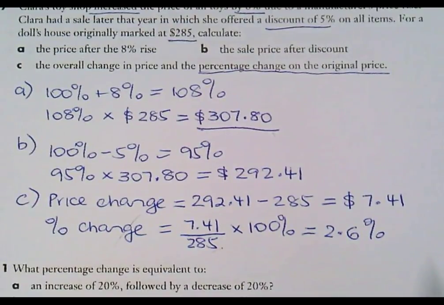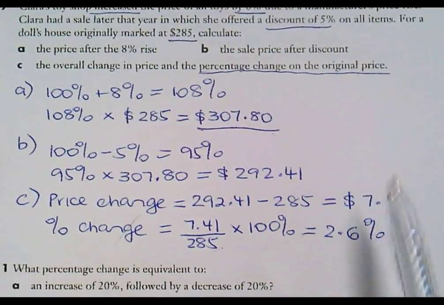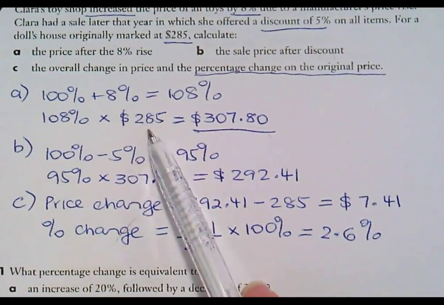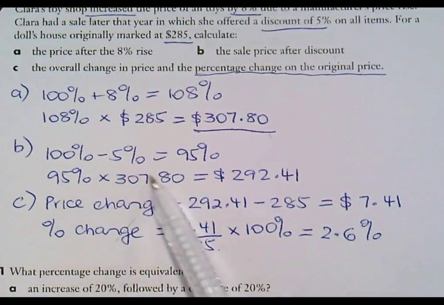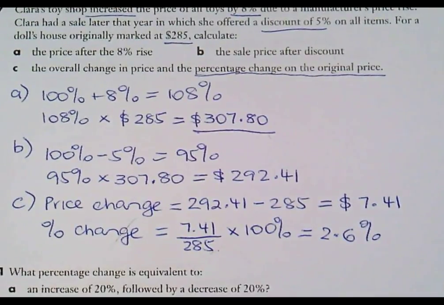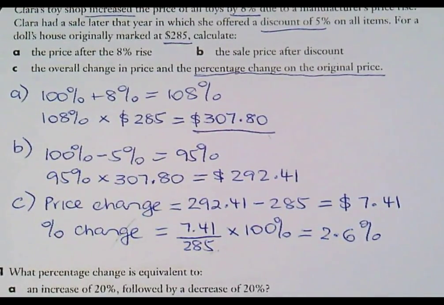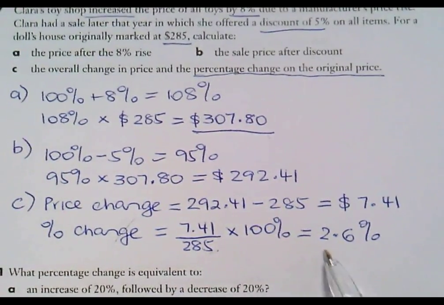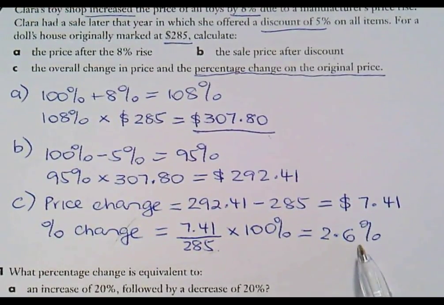The reason it's smaller than 3% is you're increasing by 8% on a smaller amount, but you're decreasing by 5% on a bigger amount. So the 5% is a bit bigger than the equivalent 5% in the original one. That's why you're slightly smaller than 3%.